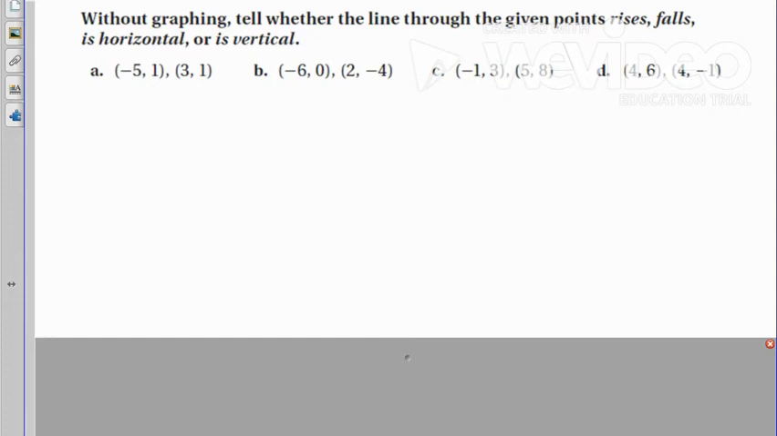All right. Now, where this would go is, without graphing, be able to tell whether the line through the given point rises, falls, is horizontal, or is vertical. So basically, you're just finding the slope.